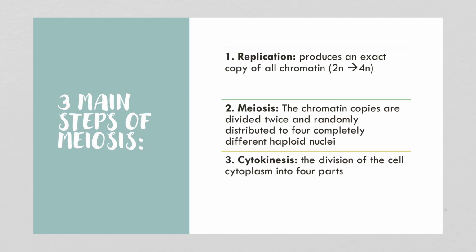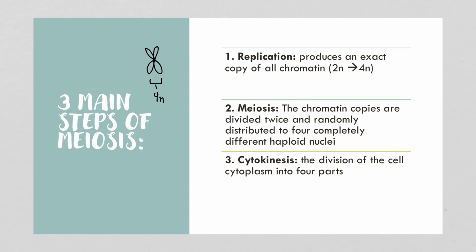So there are three main steps of meiosis. The first is replication. So we produce an exact copy of all the chromatin or all the genetic material. So for a temporary moment in time, we go from 2n to actually 4n. So we've doubled each of those chromosomes. And basically what happens, we always represent chromosomes looking like an X, like that. There's actually two chromosomes. This is the doubled chromosome after the DNA has doubled. So that would be when things are 4n. And then when they pull apart, they're 2n again.